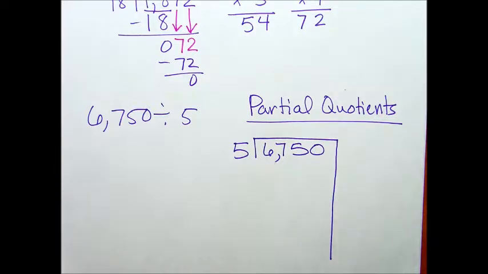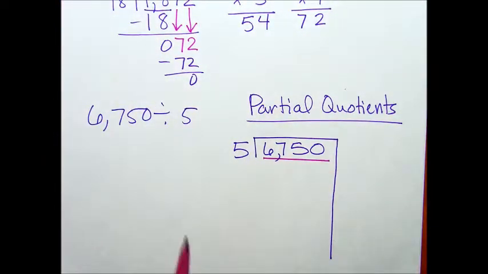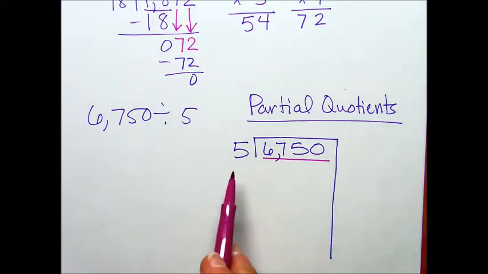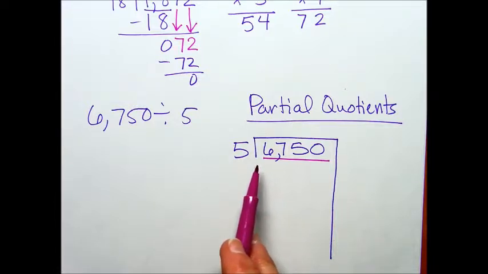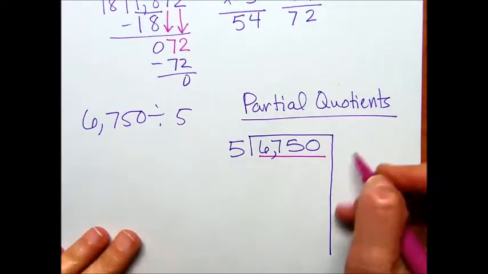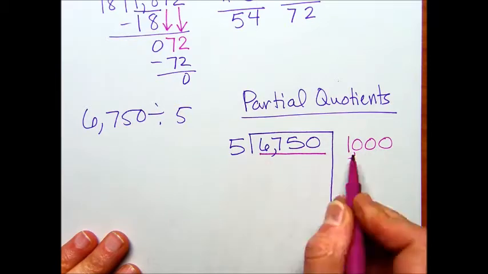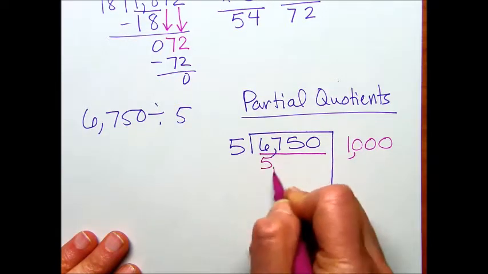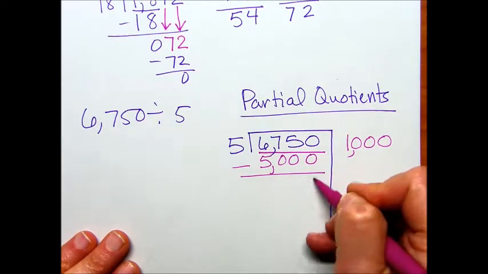Okay. So 6,750, and I have 5. How many times would I have to multiply 5 to get something close to that? Well, I know 5,000 is close to that. And 5,000 is 5 times 1,000. So if I put 1,000 here, and then multiply 5 times 1,000, that gives me 5,000. Then I can subtract.